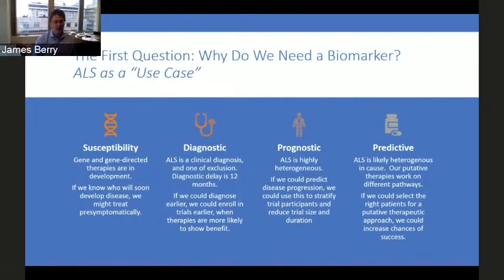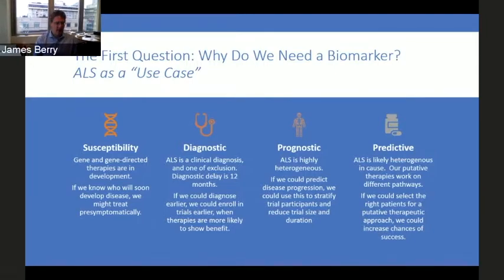enrolled into trials clinically don't have the relevant pathology. It's not Alzheimer's disease, it's another dementia. So there are lots of different reasons that a diagnostic biomarker might be important, and they'll vary, but I think asking the question, why do we need this, is a really important starting point.